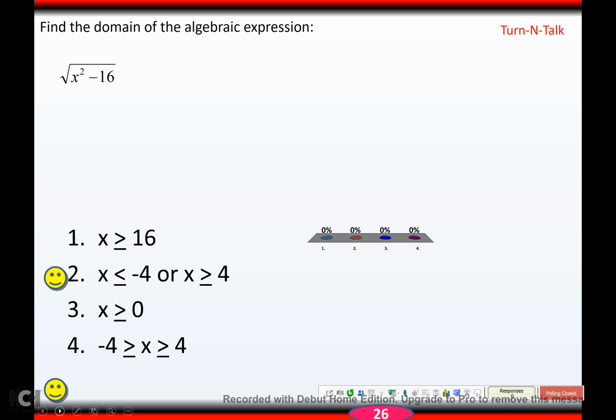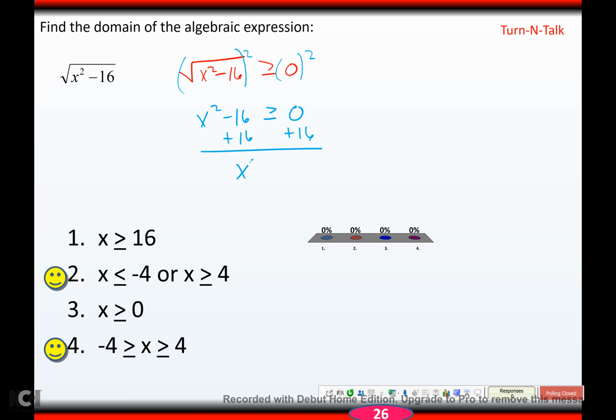This one's a little funny. Okay, there's actually 2 answers that I will accept. You have to say, Mr. Radical, you have to stay positive. So when I solve this, I'm going to square both sides, and I get x squared minus 16 greater than or equal to 0. Add 16, add 16, x squared has to stay greater than or equal to 16. Square root, x has to stay greater than or equal to plus or minus 4.